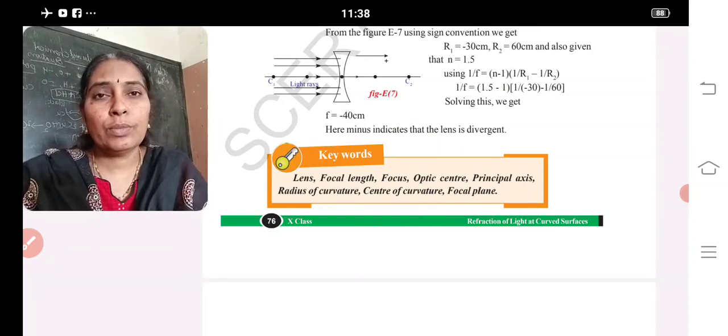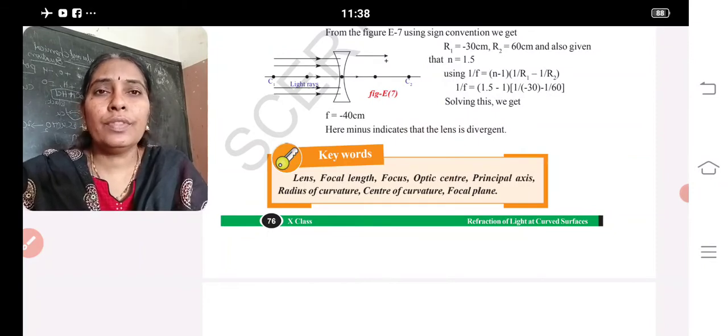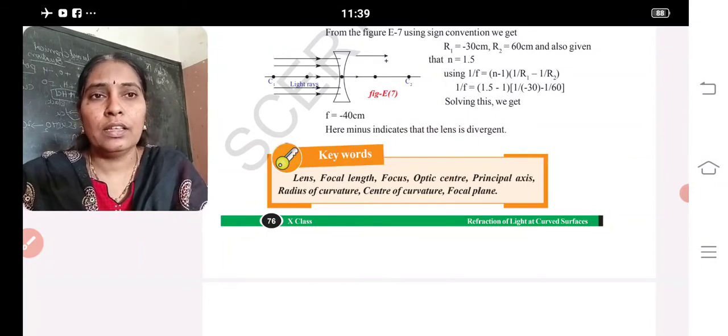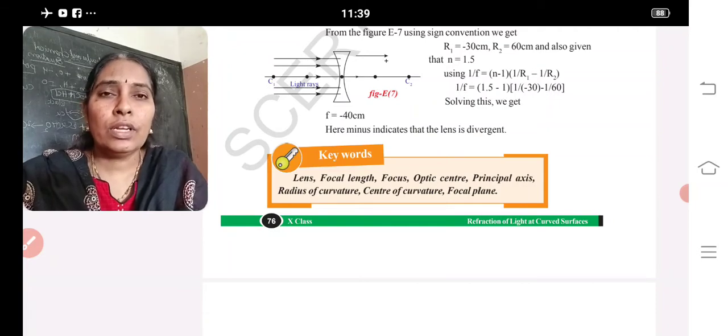Lens. What is meant by a lens? A transparent object bounded together, where one of the surfaces should be curved. Focal length: the distance between the optic center and the focus point is said to be the focal length. When all the parallel rays strike the lens and converge at a point, that is said to be the focus. Optic center: the center of the lens is said to be the optic center.